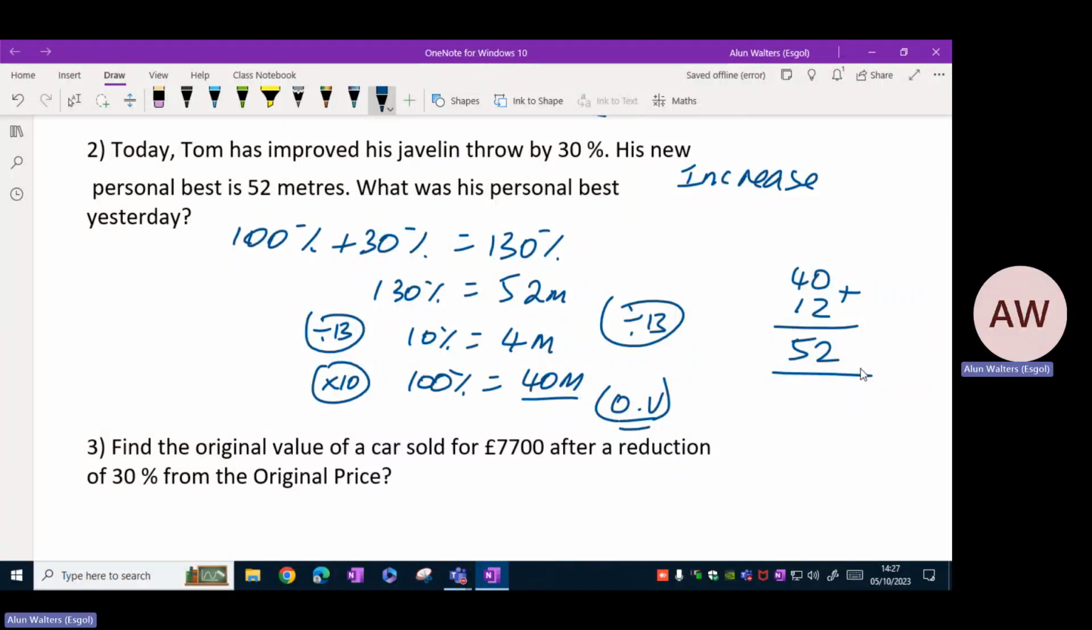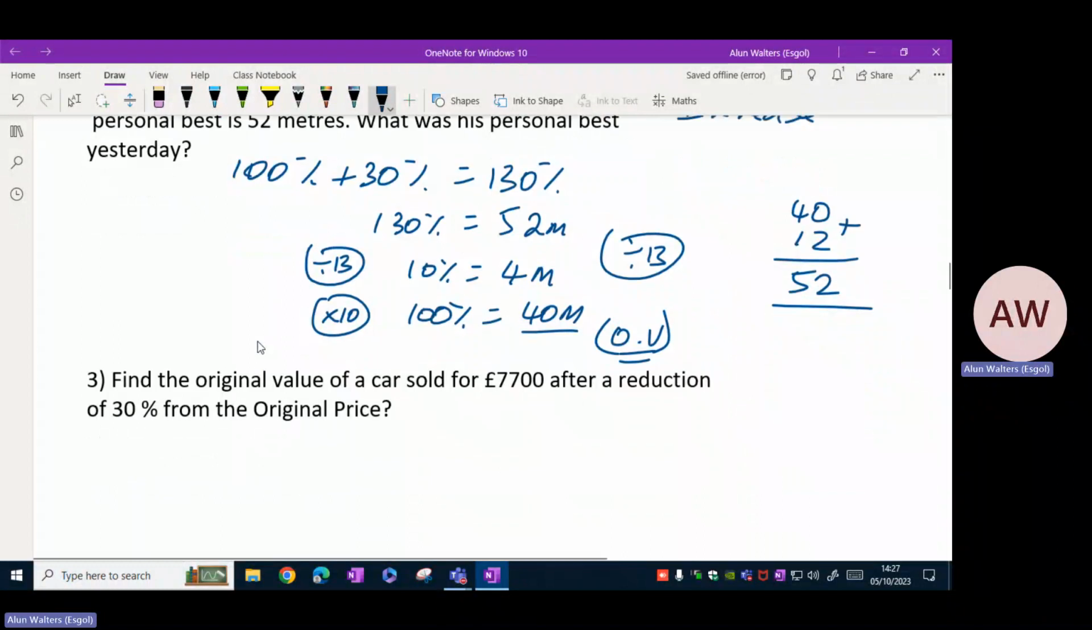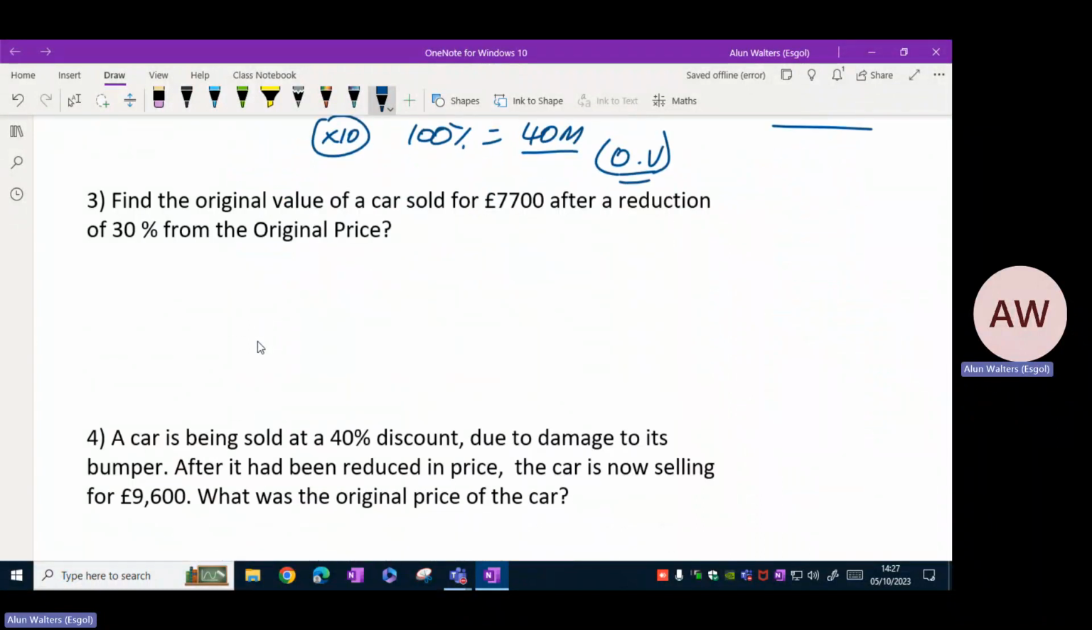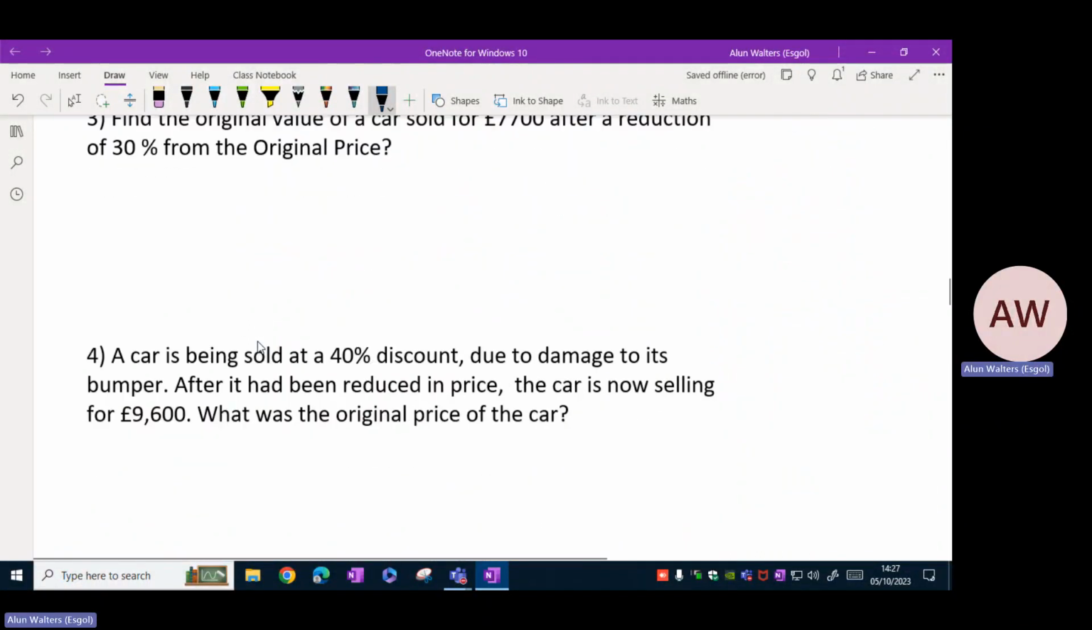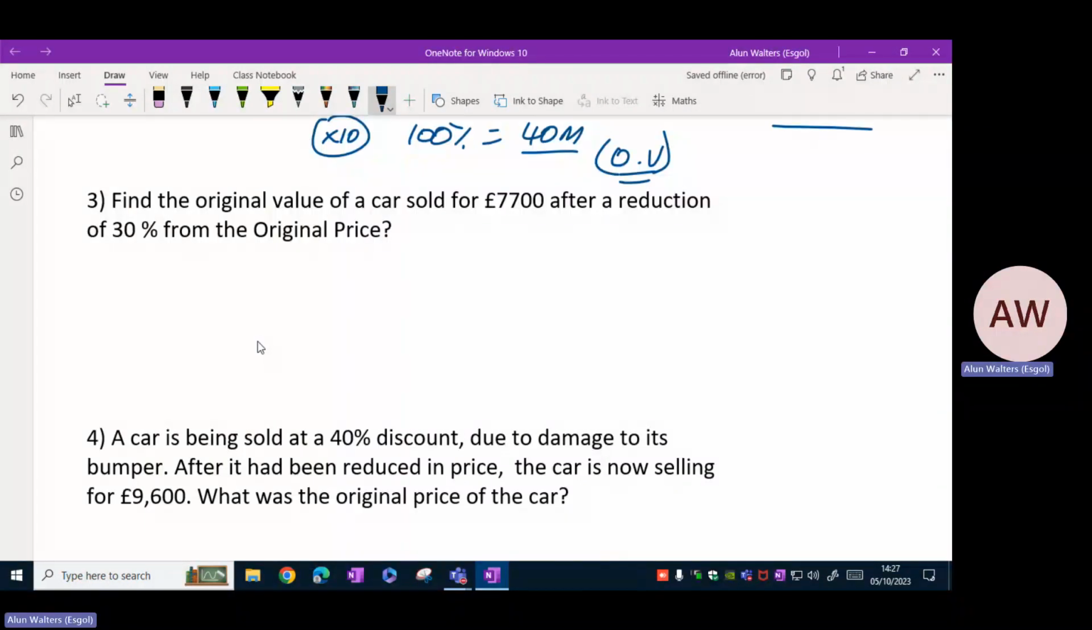Okay, so you can pause the screen anytime you wish, but I'm going to show you now questions 3 and 4. And I'm going to suggest to you that you try question 3 and 4. Pause the screen, try question 3 and 4, and then come back to it.